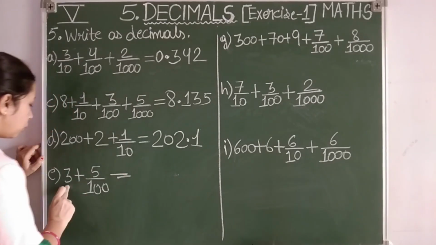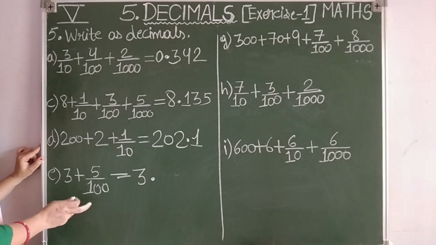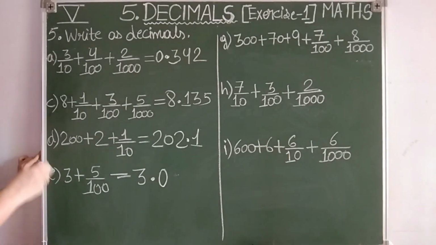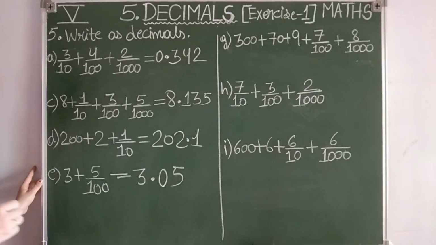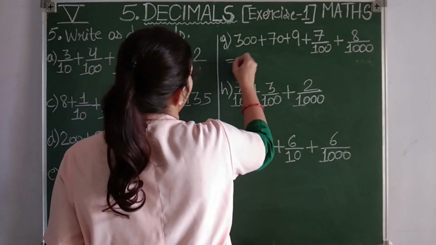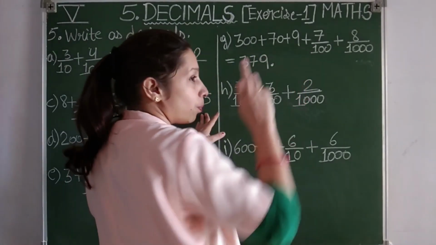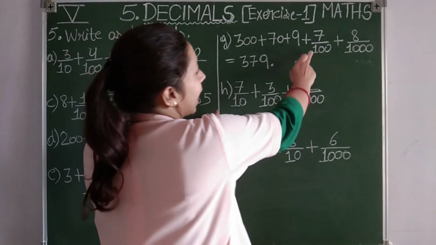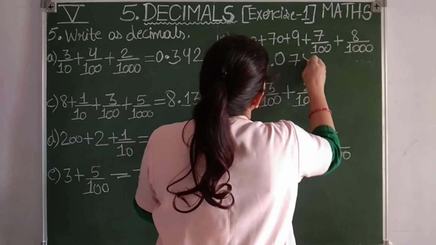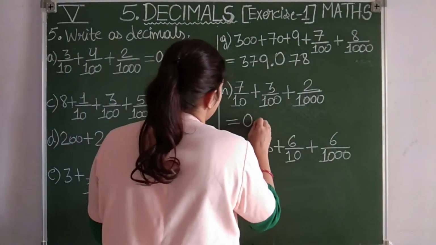Okay, then 3 is in the ones place, point. Directly upon 10 is not given, but upon 100 is given. So what to do? For the tenths place you are going to put 0 and then 5: 3.05. Clear, students? Then here hundreds place, tens place, ones place. So simply I'll write 379 point. Again upon 10 should come, but here directly upon 100 is given. So for tenths you are going to put a 0, then 7, 8. Clear, students?